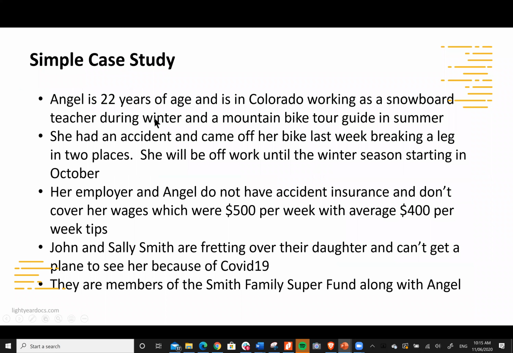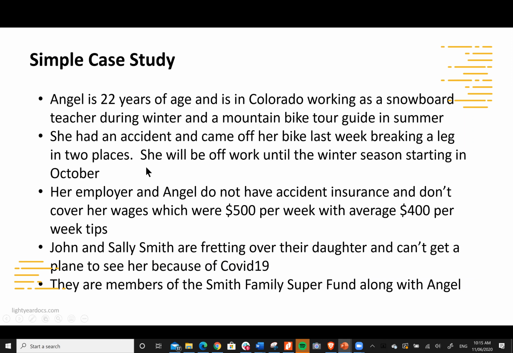So let's have a look at the case study. As I said, we've got little Angel. She's over 22 years of age. She's in Colorado, working as a snowboard teacher during winter and a mountain bike tour guide in summer. She had an accident last week, came off her bike. So obviously the winter skiing season is finished, but some places over in the US are still getting snow, believe it or not. But obviously the fields are closed. She broke her leg in two places and is going to be off work until the winter season starts in October.